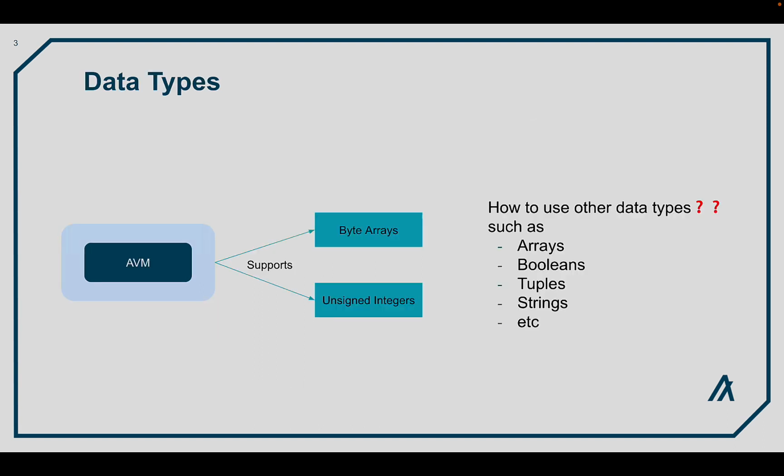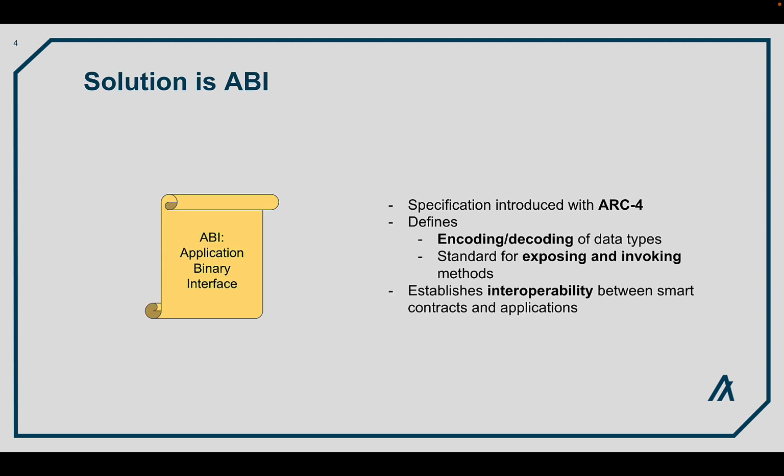Also, remember that the Algorand virtual machine only supports two data types, byte arrays and unsigned integers. And when creating your business logic, you may want to use other data types, such as booleans, strings, etc. And there's the second big question. How to use these data types? And the answer is ABI.